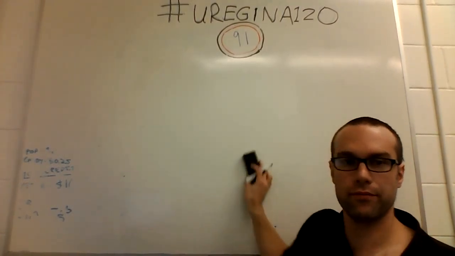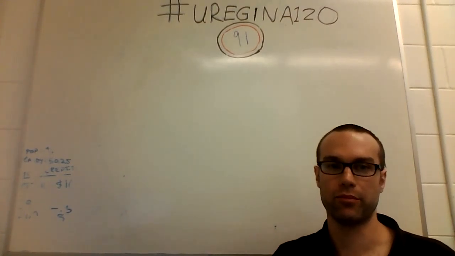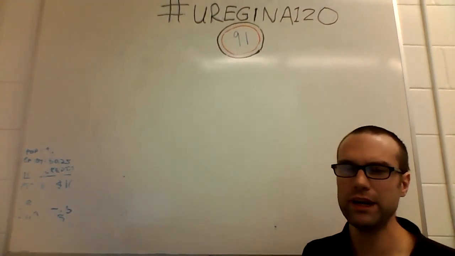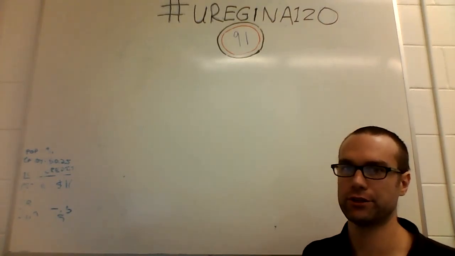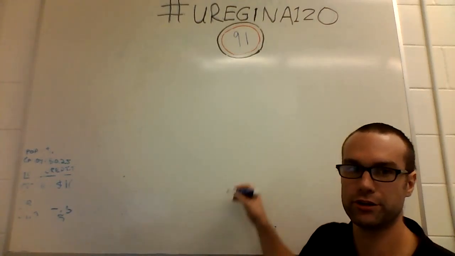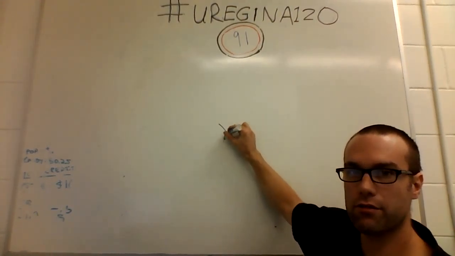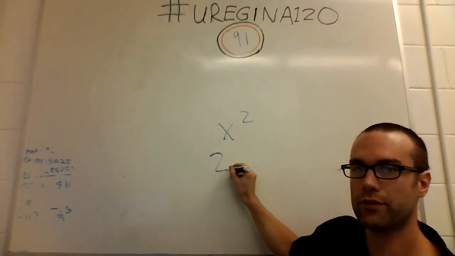Now we get to the fun part, because we have all these relationships between derivatives, but that doesn't really help you if you don't know how to solve a particular function itself. And the most common functions you're going to run into are polynomial functions. So let's say x squared, as we mentioned before. The derivative of x squared is 2x.